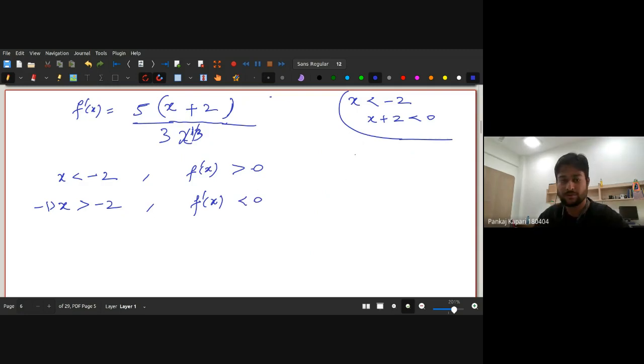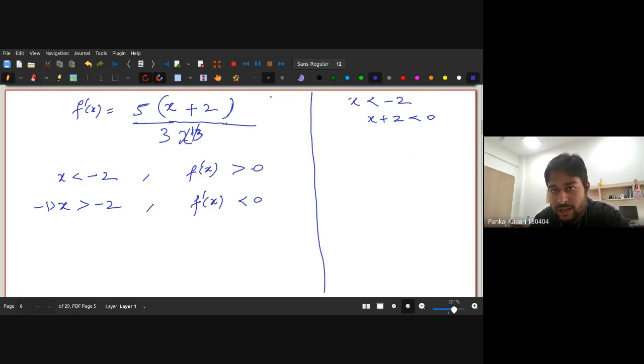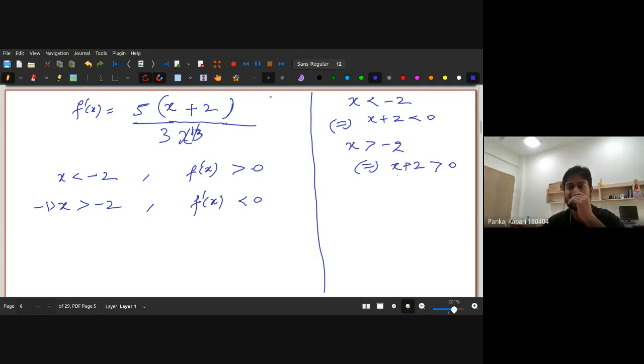And why is it happening? On the left hand side, x is less than -2 if and only if x plus 2 is less than 0, and similarly x is bigger than -2 if and only if x plus 2 is positive. So these help us to decide the sign of the numerator.